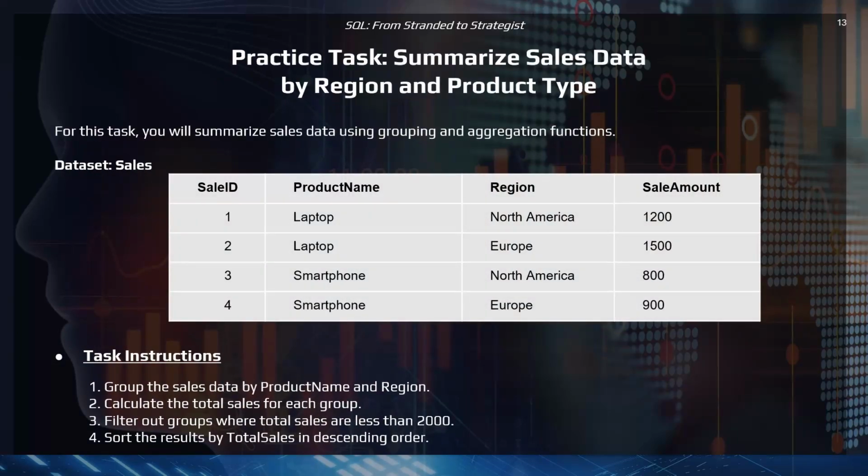Now, let's reinforce what we've learned with a hands-on exercise. For this task, you will summarize sales data using grouping and aggregation functions. Task instructions. Group the sales data by product name and region. Calculate the total sales for each group. Filter out groups where total sales are less than 2,000. Sort the results by total sales in descending order.